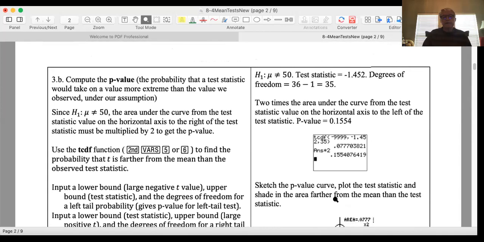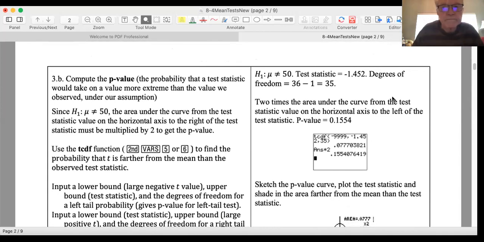P-values, okay, we're going to be using a function on the calculator to find p-values. And a p-value, remember, is the probability of observing a test statistic more extreme, which means farther from the mean than the test statistic. We need to know, first of all, is it a one-tailed test, left or right? Or is it a two-tailed test, which ours is? So once we've done that, we are going to go find the tcdf function.